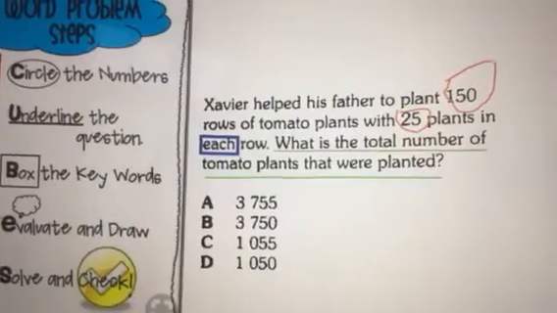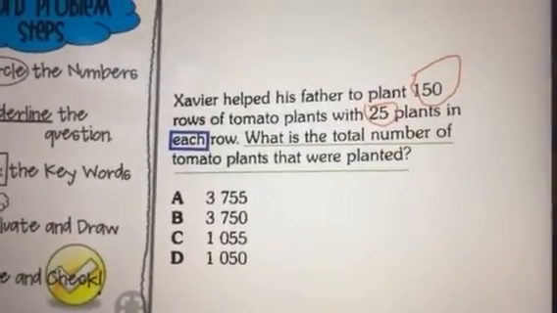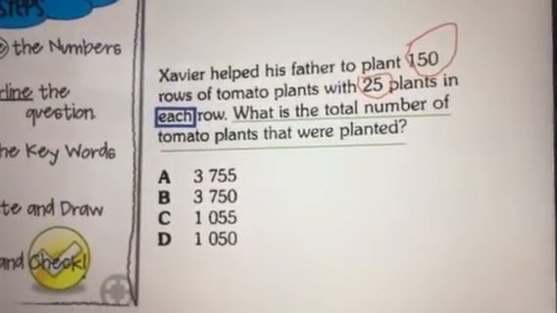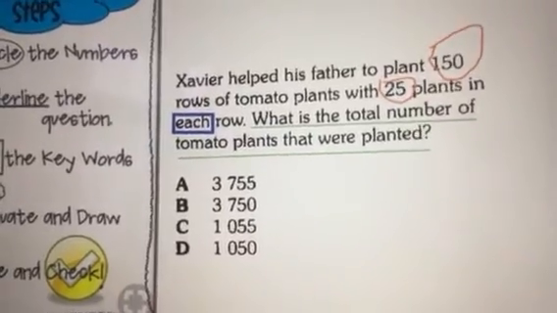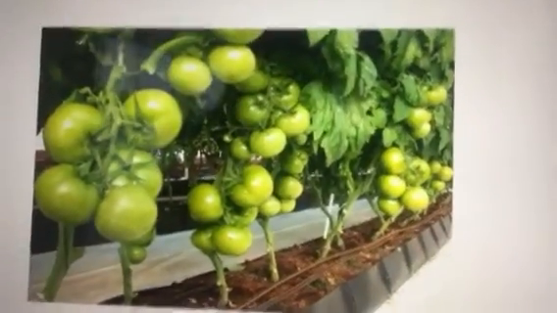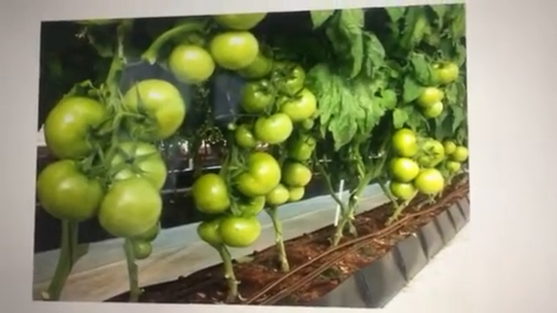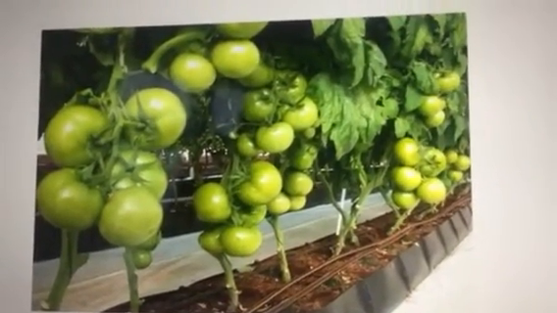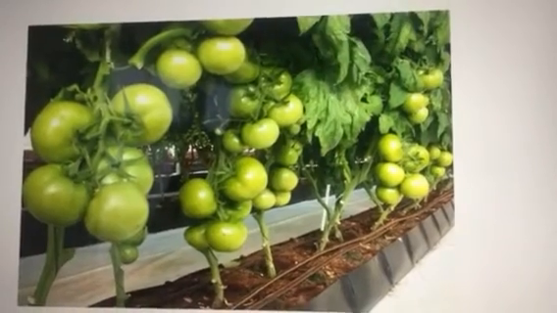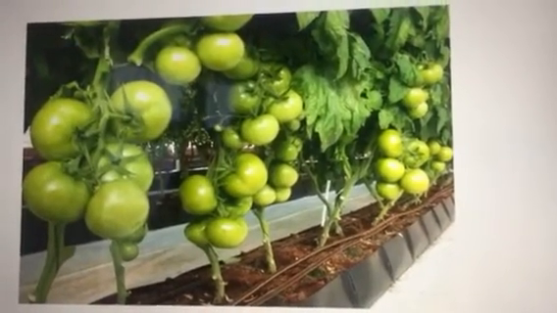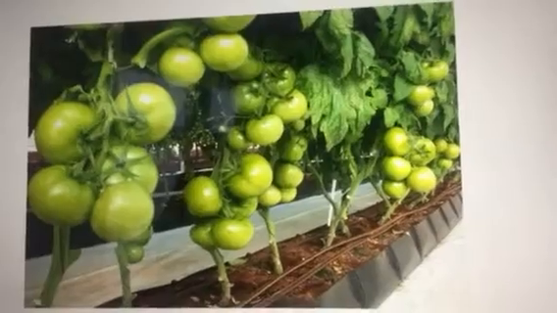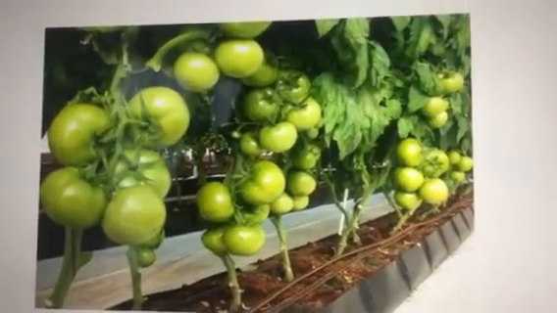Each, we talked about already, it was going to be multiplication or division. But if we want to find out how many, how are we going to figure it out? Take a look at this visual. If they have 150 of these rows with 25 in each row, we figure it out. We want to multiply to get the correct answer. And that's what we would do in this.